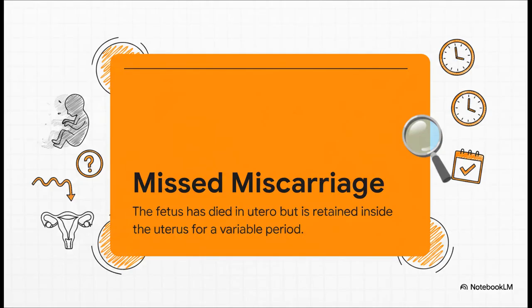Now, let's talk about a slightly different picture: a missed miscarriage. In this situation, the fetus has passed away, but it hasn't been expelled from the uterus. The patient might not even have much bleeding or pain. Often, the only clue is that the uterus feels smaller than it should for her dates.